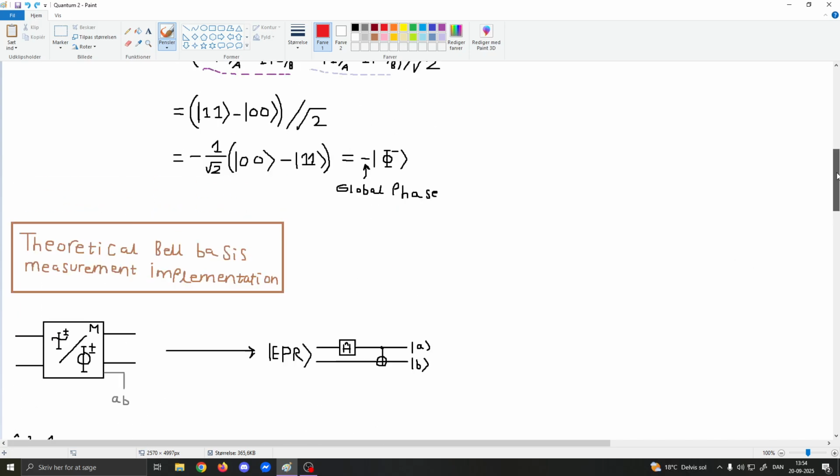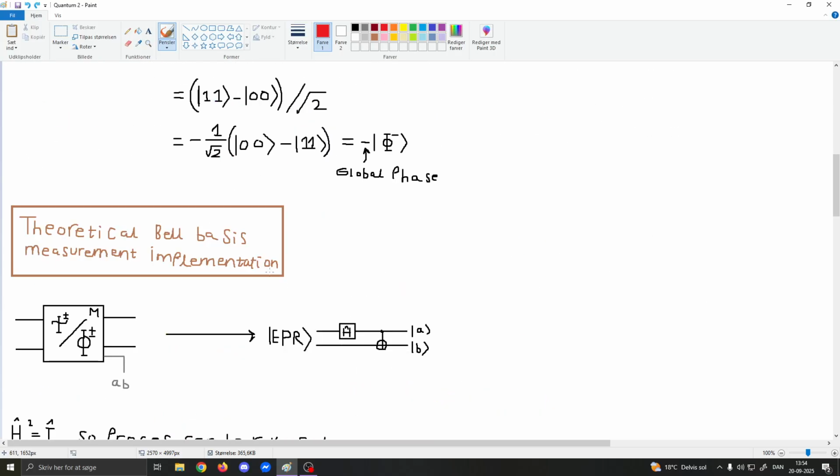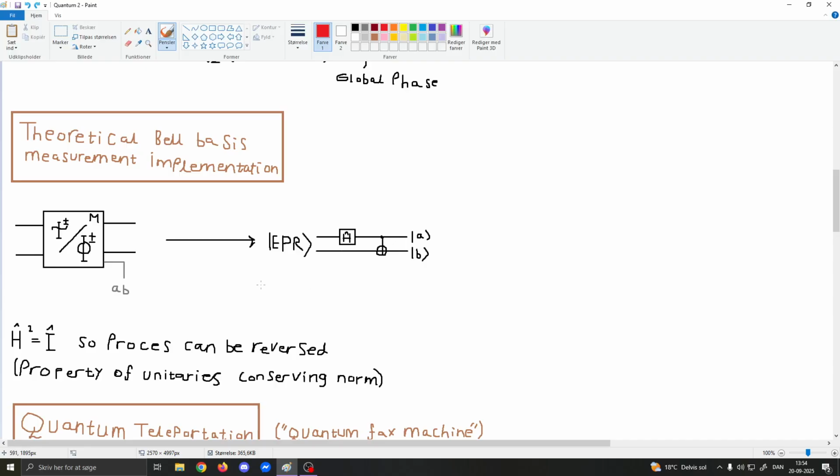Now, to be able to perform a measurement that looks like this, we also need to know how to implement it. This is very simple, but if we want to perform a Bell state measurement, in the process we have to destroy the Bell state we are measuring. That's again an aspect of quantum mechanics. You destroy the system that you're measuring.